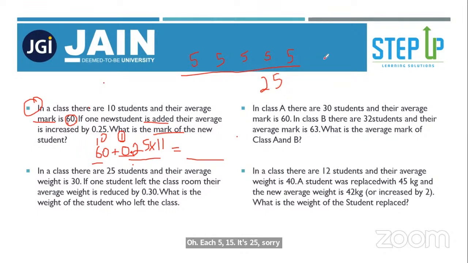Now a friend comes in with 6 chocolates. So the average is 25 plus 6, divided by 6. Why divided by 6? Because there are 6 members in total. How to find the mean or average? Divided by the total members present.